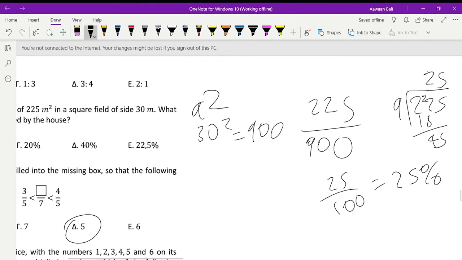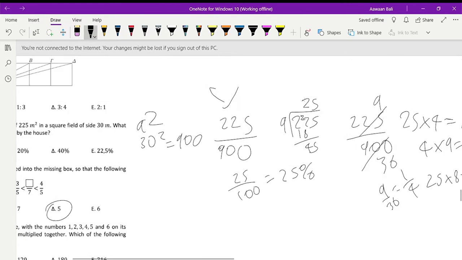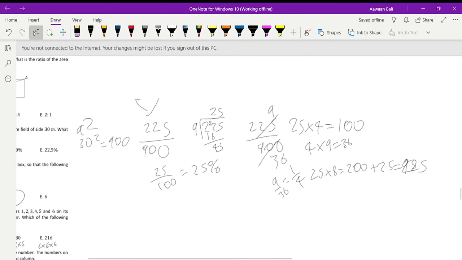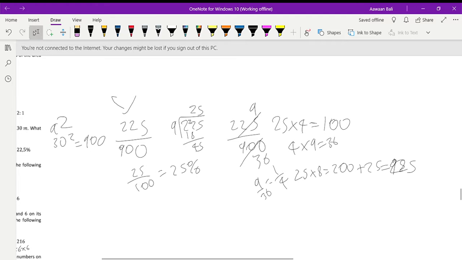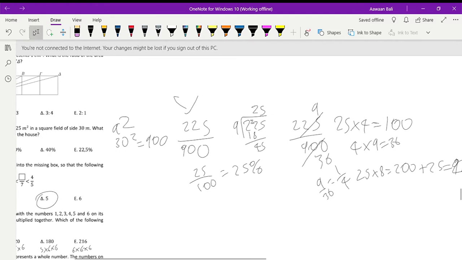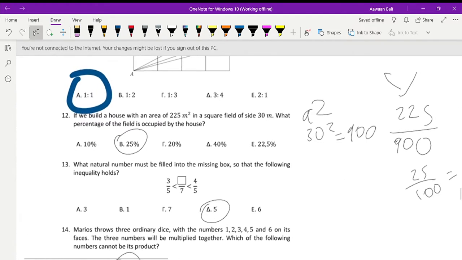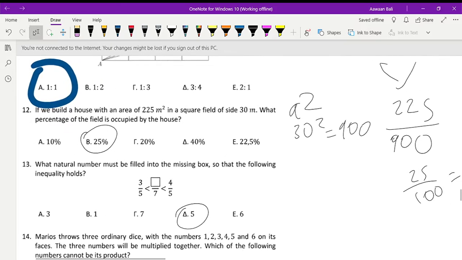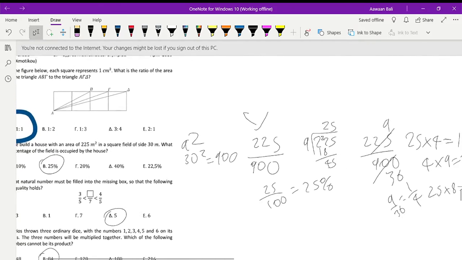But I recommend the first method because it's a bit simpler. But what method works best for you? I suggest that you should try the method that works best for you. So therefore the answer is beta, 25%.